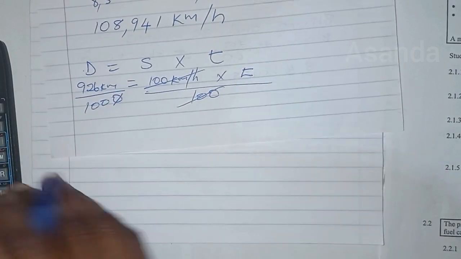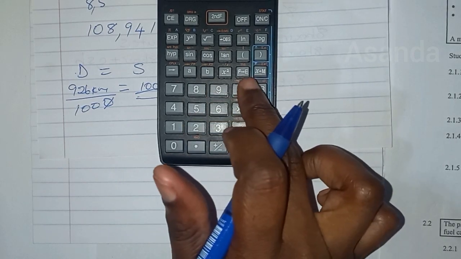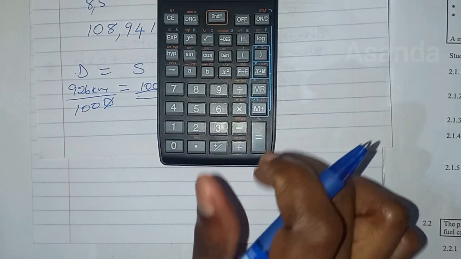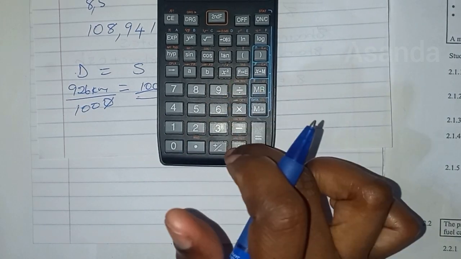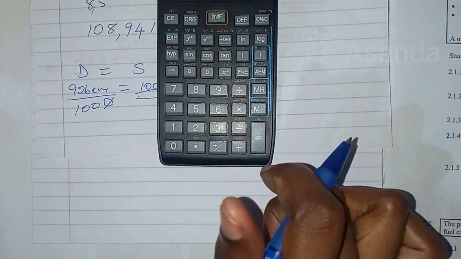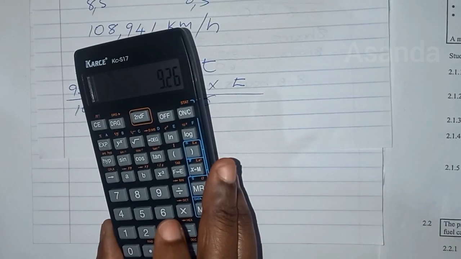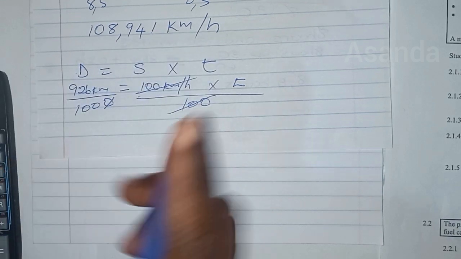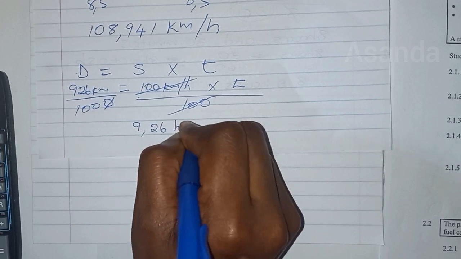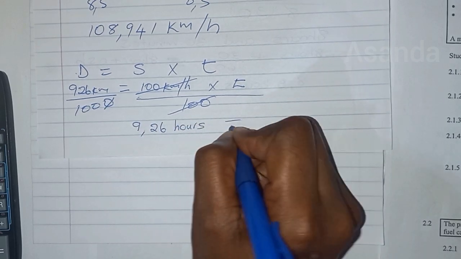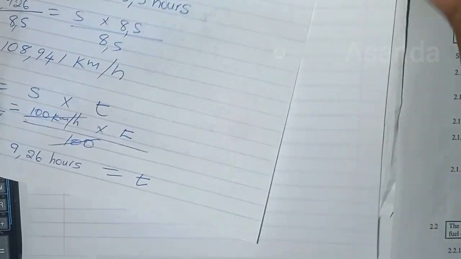Okay, so that will be 926 divided by 100, which is 9.26 hours. So 9.26 hours is equal to time. Now we're going to check at what time will they arrive.